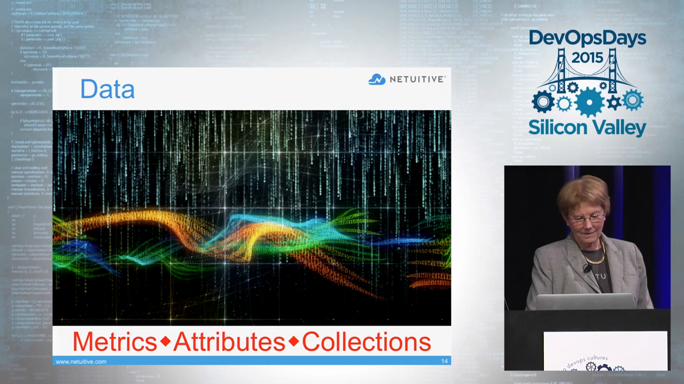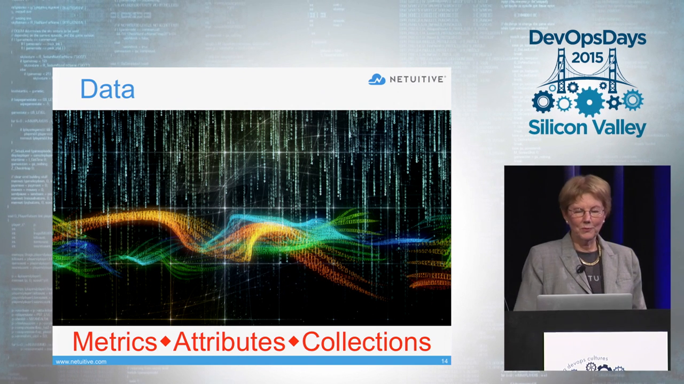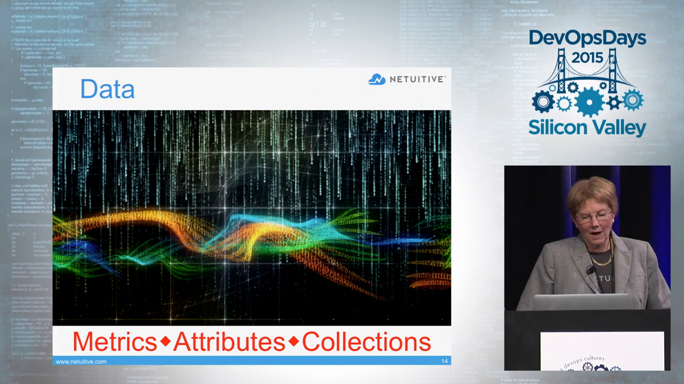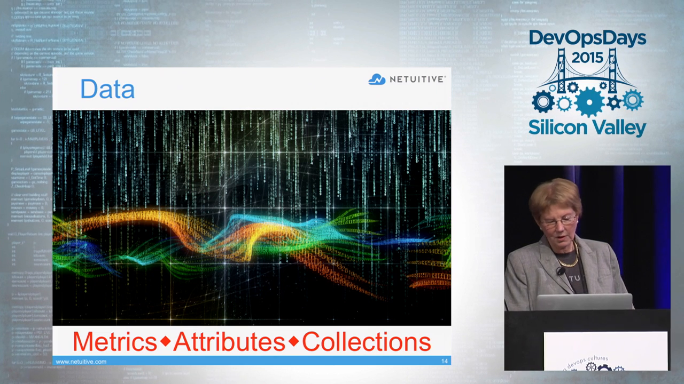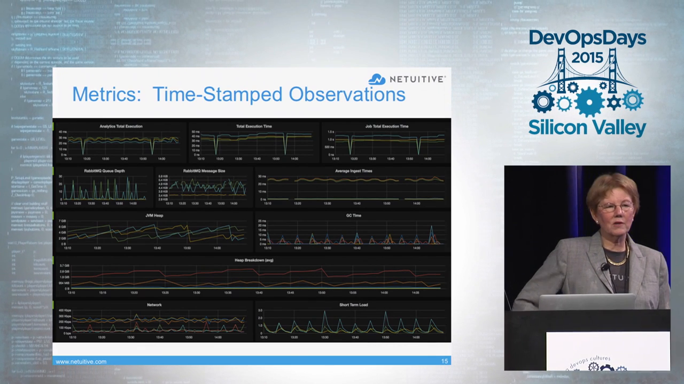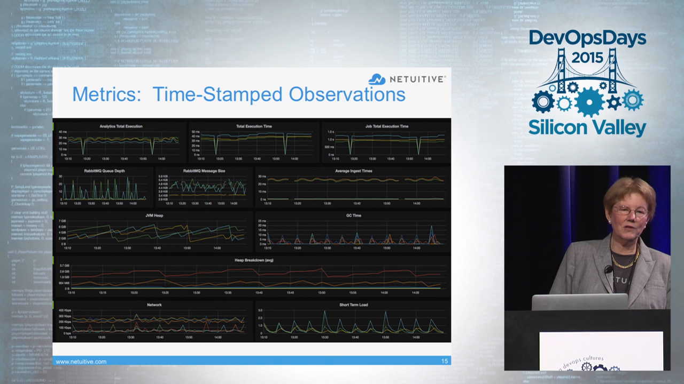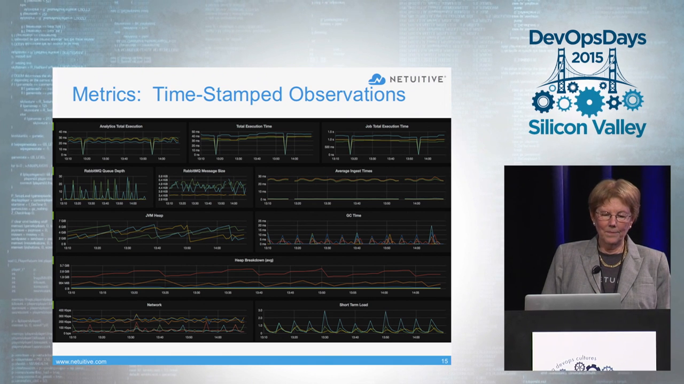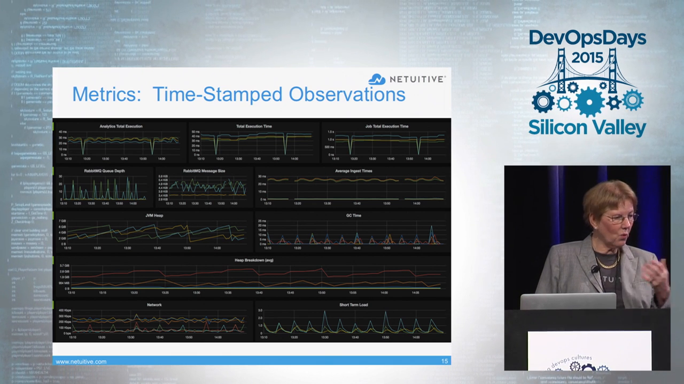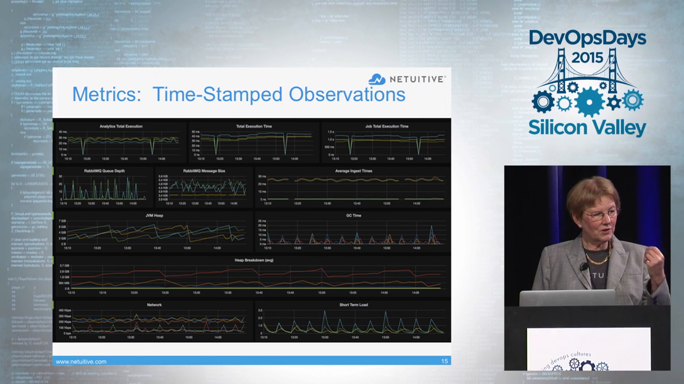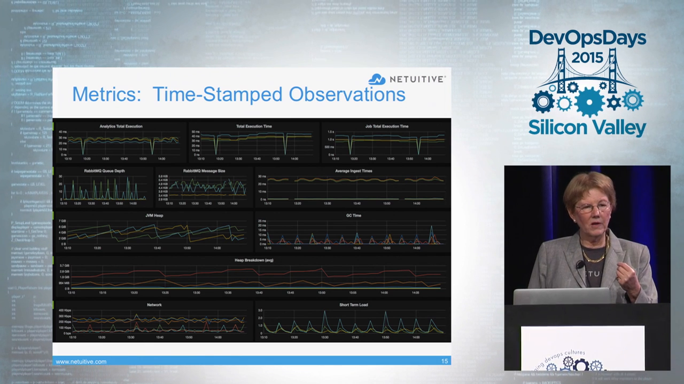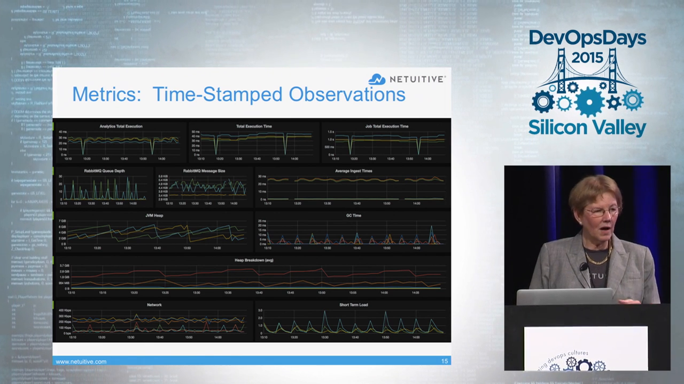First, data. Three areas again. Rule of threes, I guess, rules here. We'll talk about metrics, attributes, and collections very briefly. Metrics are probably the most fundamental data structure in DevOps. A time series is essentially a sequential set of values or observations that all have timestamps, and they're typically visualized like this.